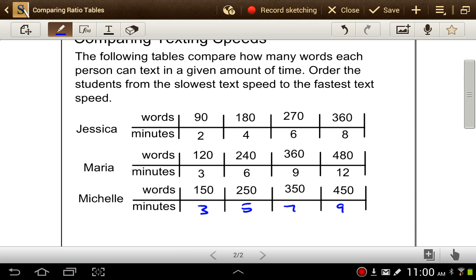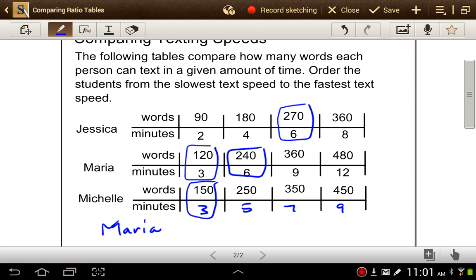Again, two ways I can solve this. I'm going to show you two ways. I can look for common numbers between them. For this one and this one, in 6 minutes, Maria was able to do 240, and Jessica was doing 270, which means Jessica's faster than Maria. I'd have to compare them all this way. Then I would look at Maria compared to Michelle. Here they both have 3, and I can see that Maria is slower than Michelle. So Maria was slower than Jessica, and Maria was slower than Michelle. So Maria is the slowest. We know that.